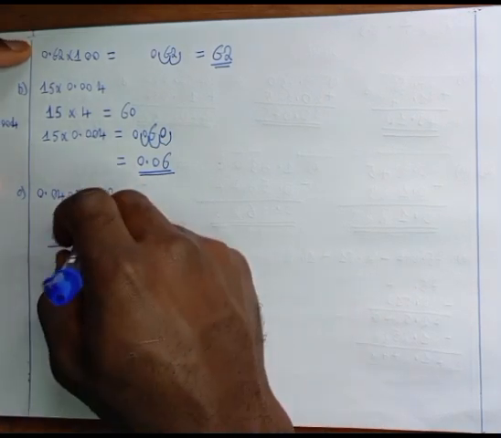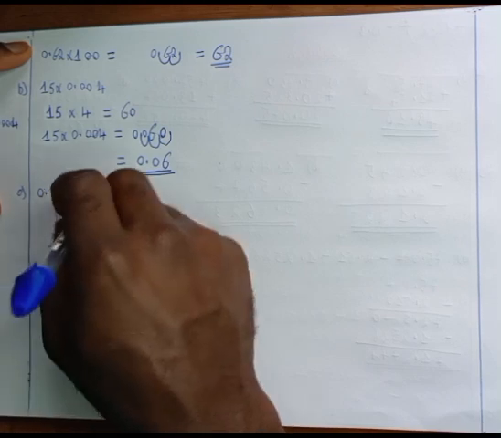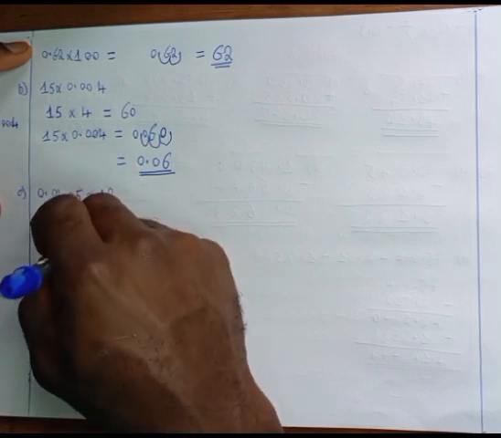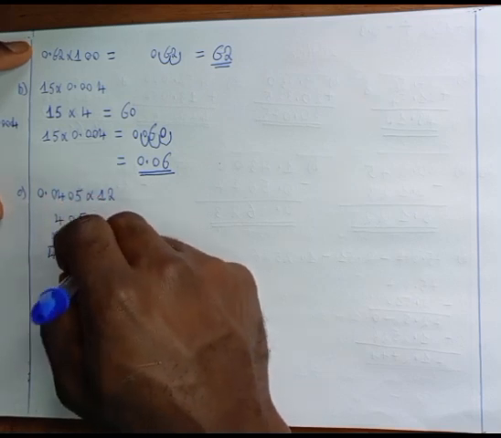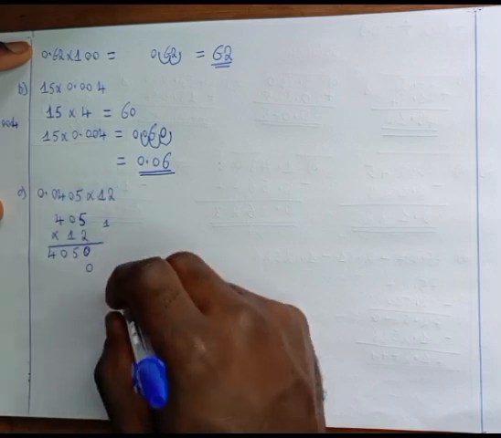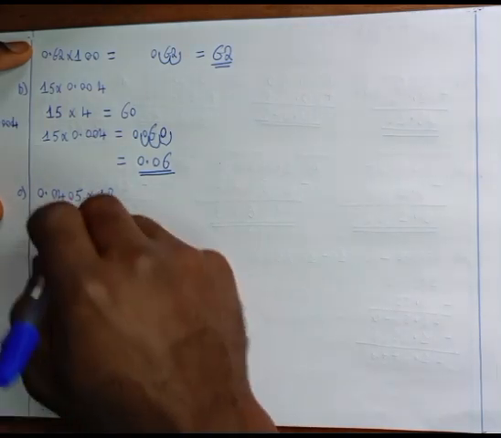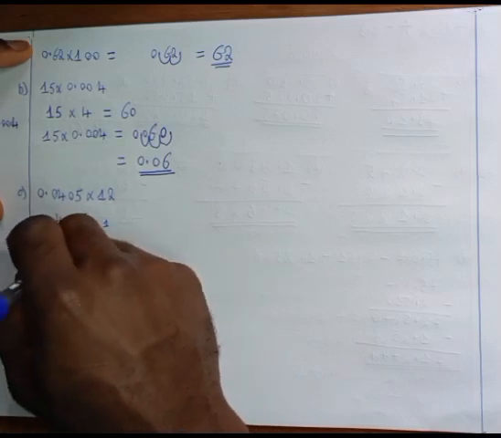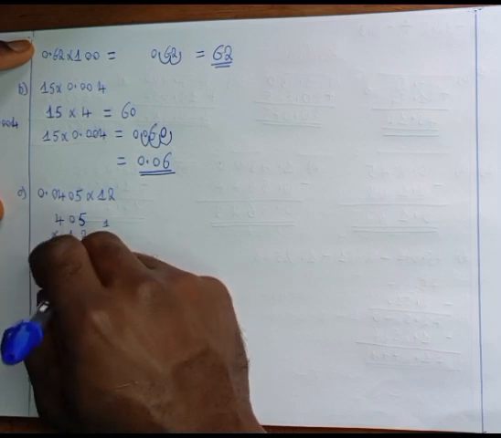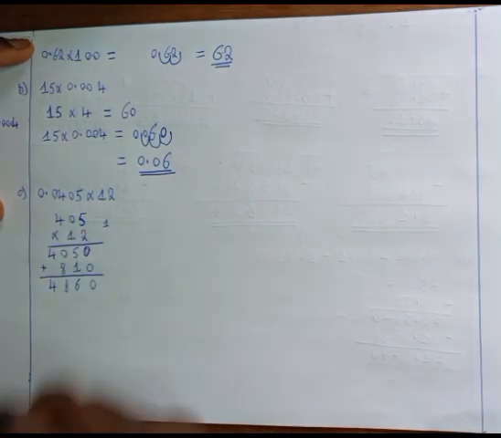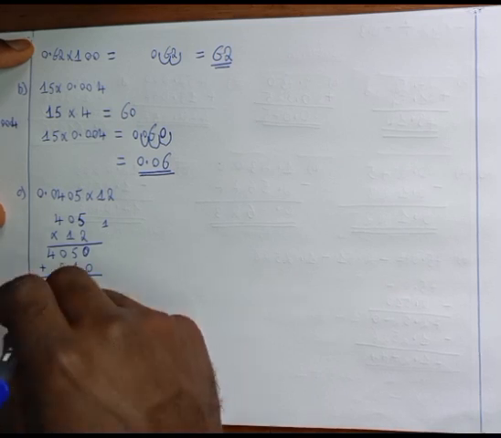This will give us, we have to start with 1. We are going to fix the 0 here. 1 times 5 gives us 5. 1 times 0, 0. 1 times 4, 4. Go to 2. 2 times 5 gives us 10. We are going to write down 0. We carry 1. 2 times 0 gives us 0 plus 1 gives 1. 2 times 4 gives us 8. Then we add 0, 6, 8, 4. This will give us 4,860.